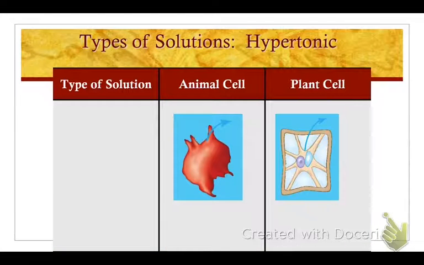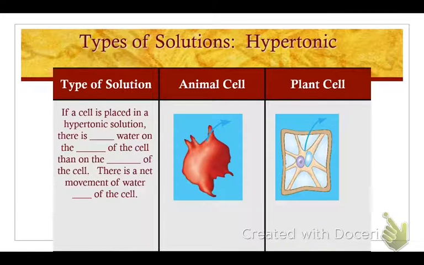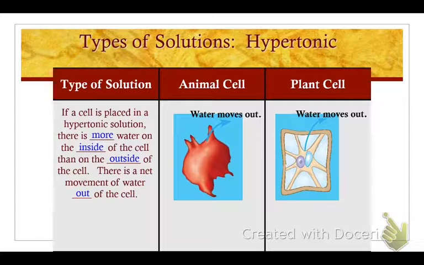Types of solutions. Hypertonic. This means there is more water on the inside of the cell than on the outside of the cell. So there is a net movement of water out of the cell, and eventually it just collapses. So the water moves out.